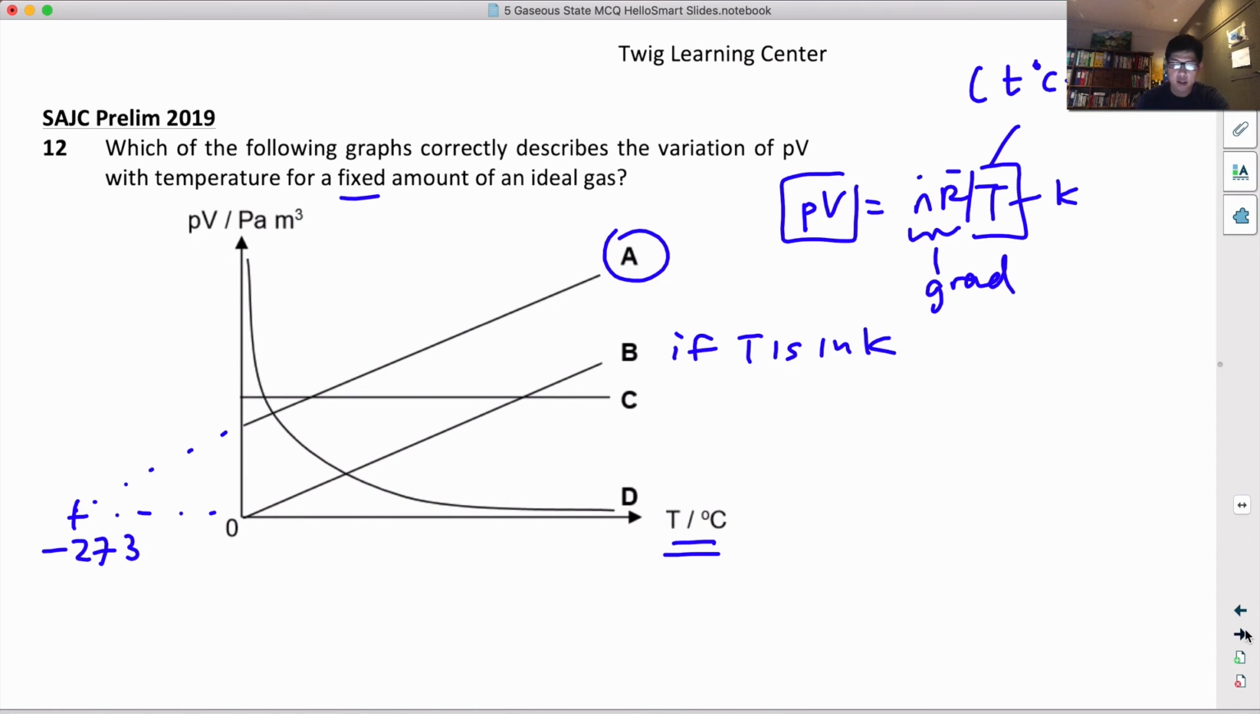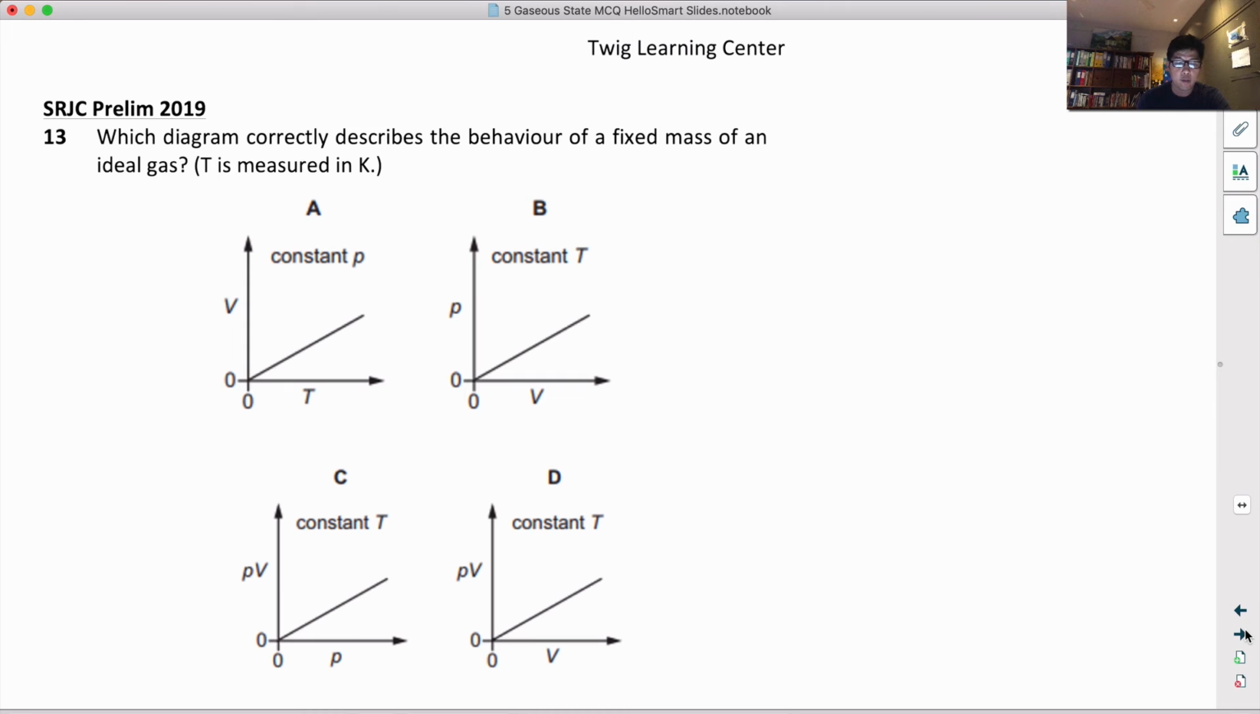Okay, let's look at the next one, 13. Which diagram correctly represents or describes the behavior of a fixed mass of an ideal gas? So using PV equals nRT, you must be able to look at it very quickly. So volume and temperature, they're proportional, which means this is actually correct. Okay, pressure and volume, they are inversely proportional. In fact, it should look like this. Okay, but of course it cannot touch the axis. Alright, so maybe draw nicely. So this graph should look like this.